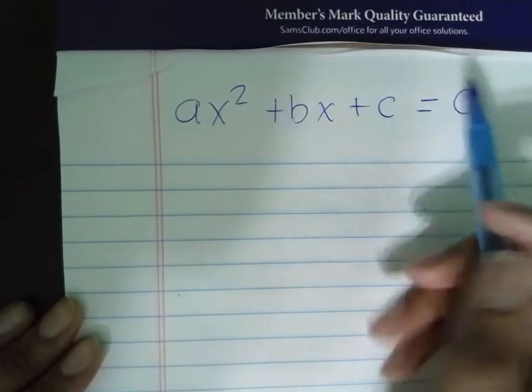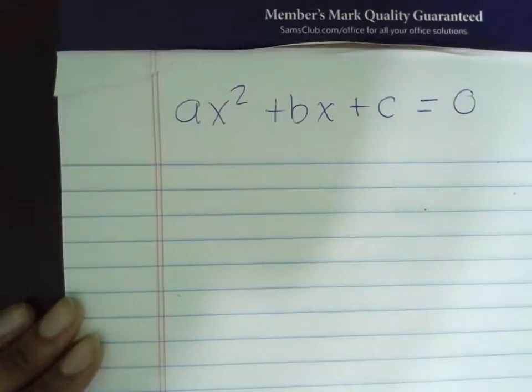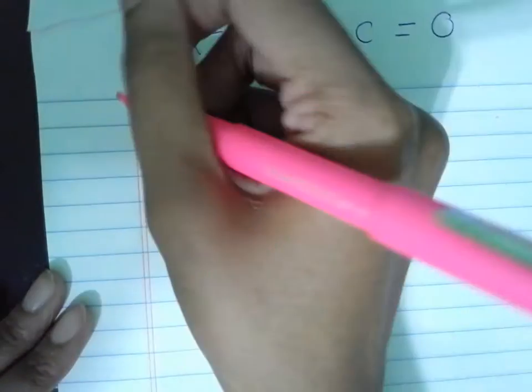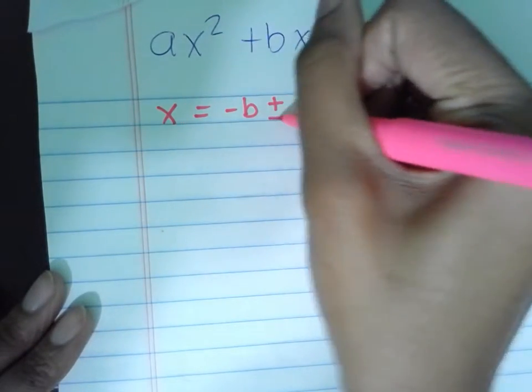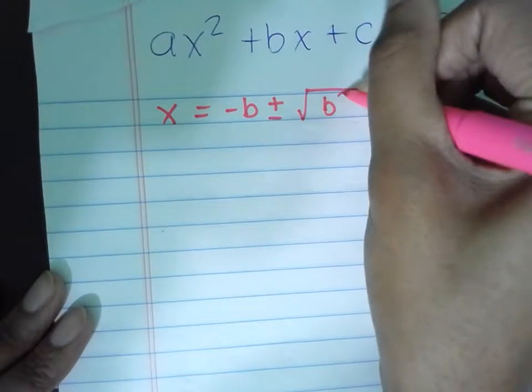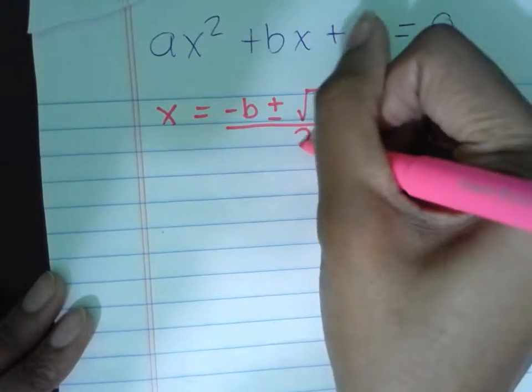And also, quadratic formula, you always want to make sure it equals 0. So sometimes you have to rewrite before you do the problem. So first let me go over the quadratic formula. X equals opposite b plus and minus radical b squared minus 4ac all over 2a.